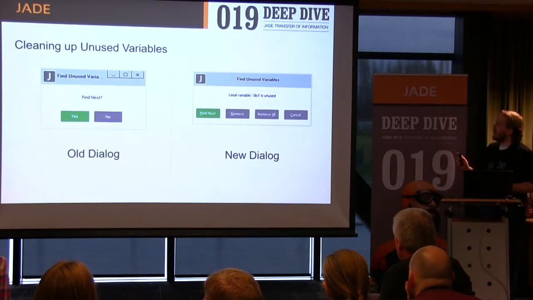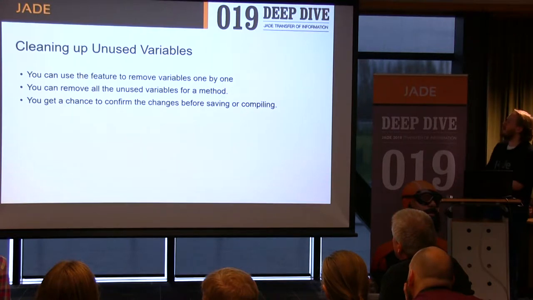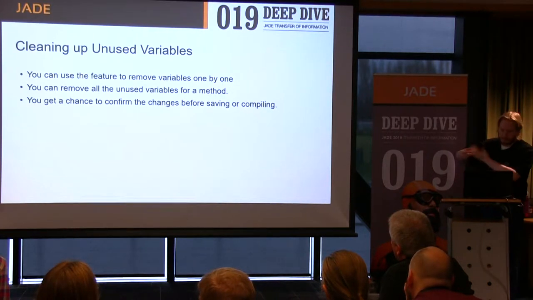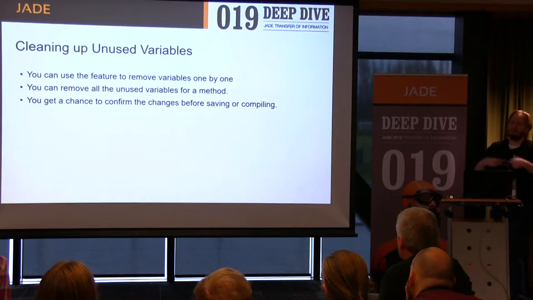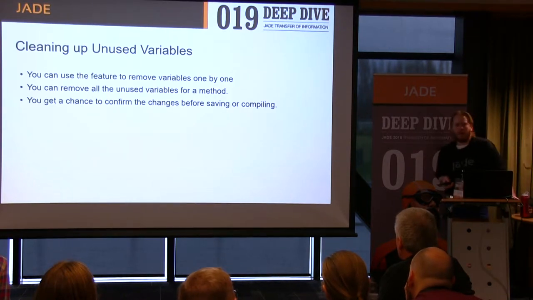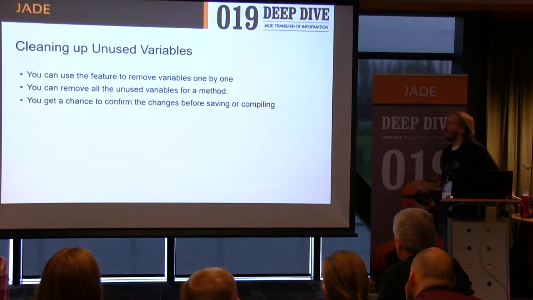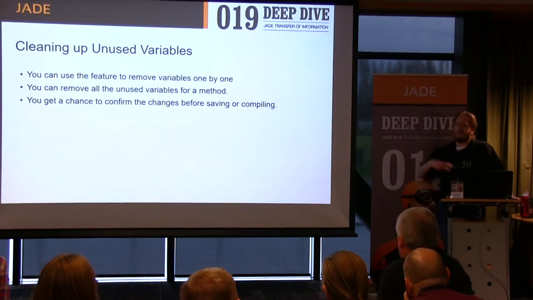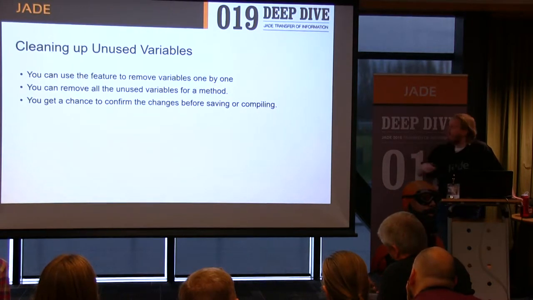Now, just in case, when you are cleaning up unused variables, you do get a chance to confirm. It's not going to automatically save the method or compile it after it's removed those unused variables. So you might, for instance, go remove all and then go, oh, whoops, one of the unused variables I was looking at, I did actually intend to use that later. Maybe I didn't want to press that button. So it won't automatically save and compile. It's up to you, assuming you're happy, to save and compile it. If you're not happy, you can just navigate away and abandon the changes. But using the new feature, you can remove the variables one by one and check as you go, or you can just hit remove all and get rid of all of them.